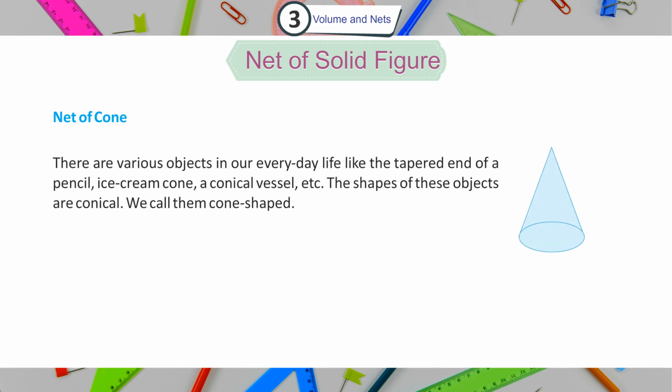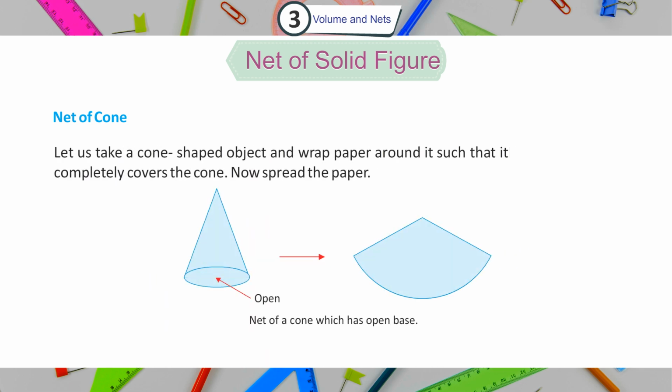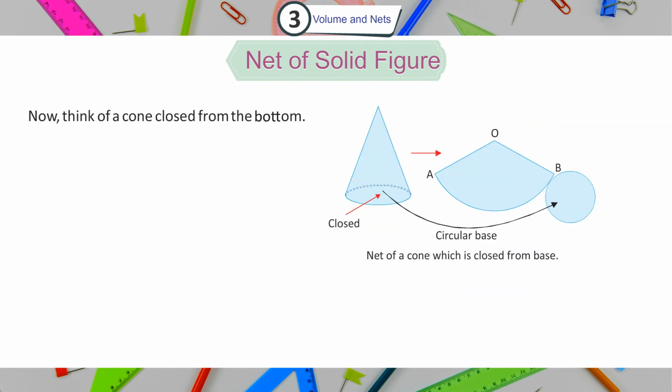Net of cone. There are various objects in our everyday life like the tapered end of a pencil, ice cream cone, a conical vessel, etc. The shapes of these objects are conical. We call them cone-shaped. Let us take a cone-shaped object and wrap paper around it such that it completely covers the cone. Now spread the paper. Net of a cone which has open base. Now think of a cone closed from the bottom. The circular part in this net can lie anywhere in arc AB.